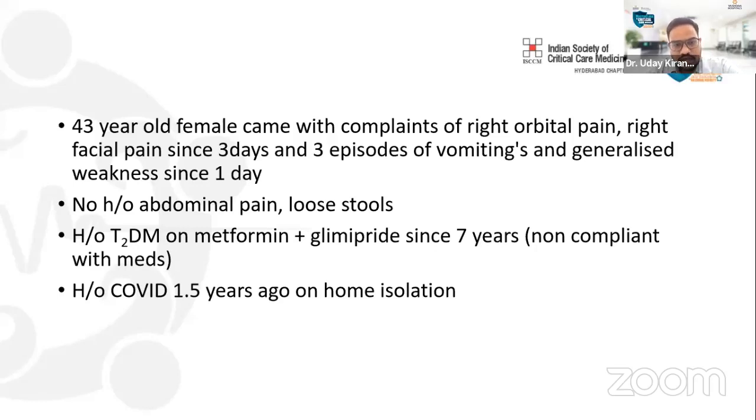So I would like to add a few things, that the history should be a little more elaborate. We should have asked about the vision as well, with the retro-orbital, right orbital pain, so the history of vision should also be asked. And then the history of past medication looks a little incomplete. It is only the anti-diabetic treatment, nothing else.